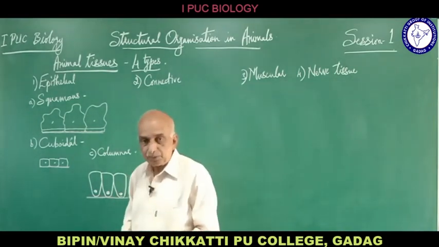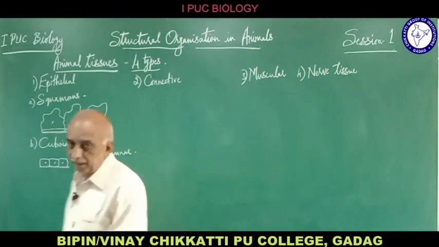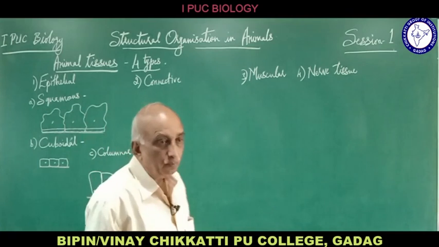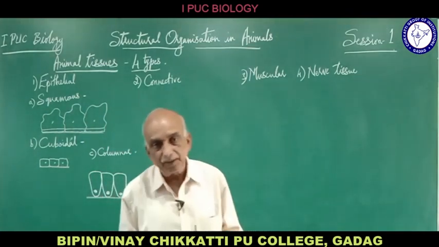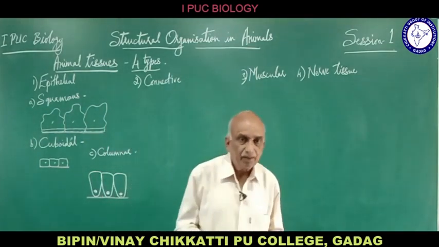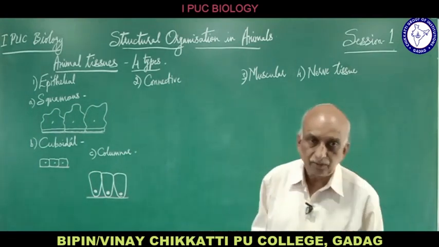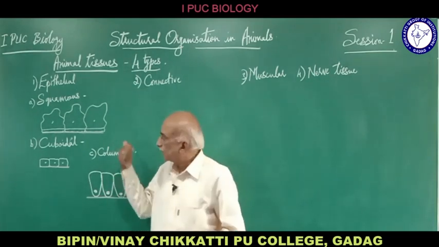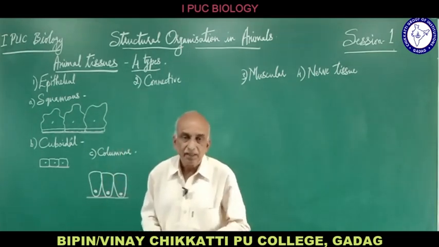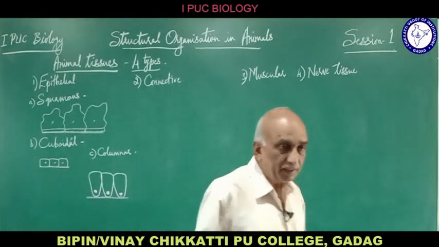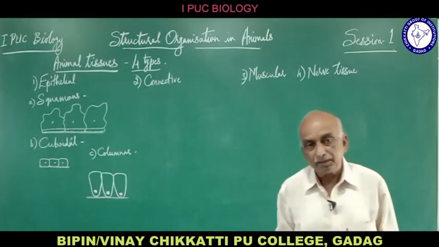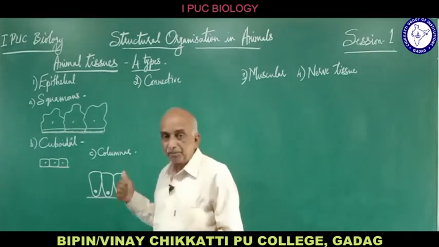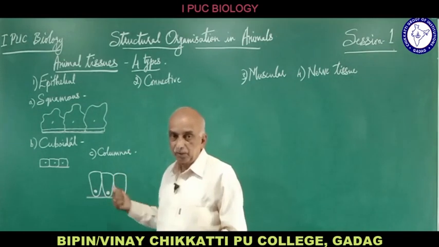The nucleus is situated towards the base of the cell, and this columnar epithelium is present in the wall of the intestine and wall of the stomach. These epithelia have different functions. For example, squamous helps in protection and secretion. Cuboidal epithelium helps in absorption and secretion. Then the columnar epithelium helps in absorption, especially in the wall of the intestine.